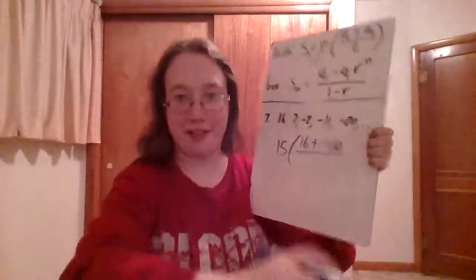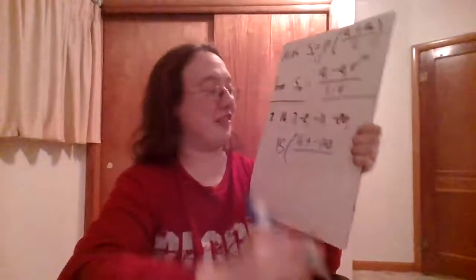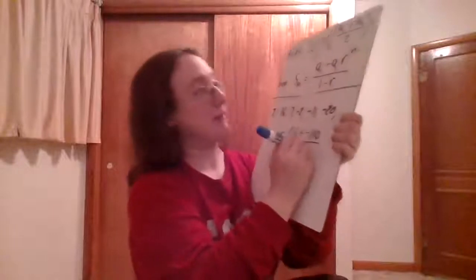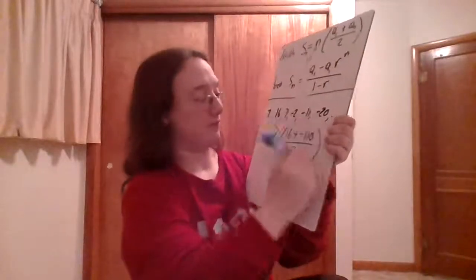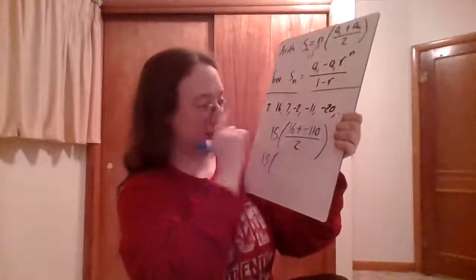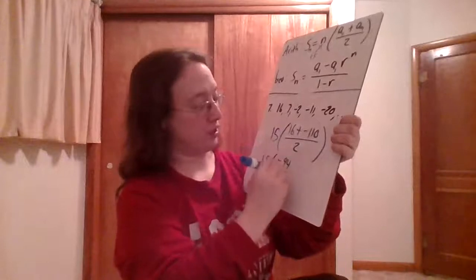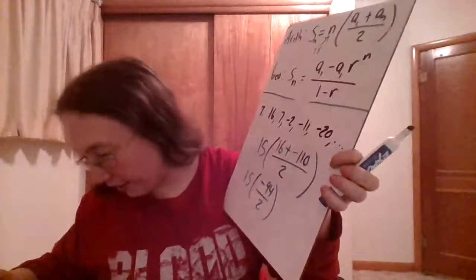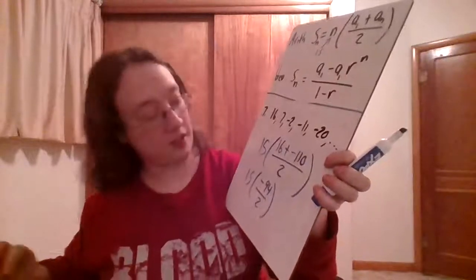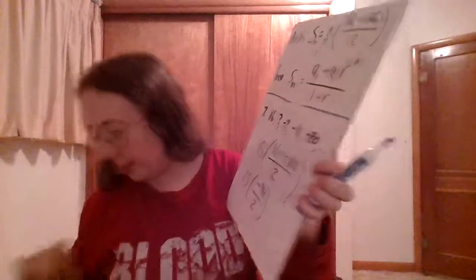If you didn't happen to realize that and you went through and you found your 15th term again, that's fine. It's not going to hurt anything. It's just a little bit of extra work. And then we're dividing by 2. And again, order of operations. So 16 plus a negative 110 is negative 94 over 2 times 15, gives you a negative 705.